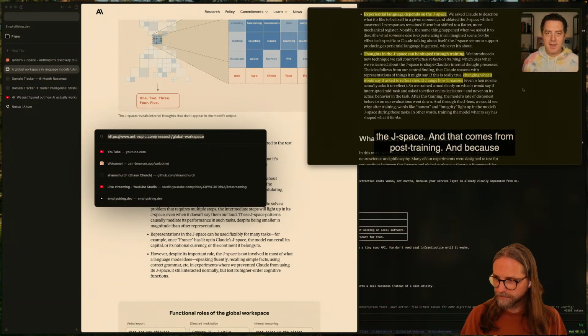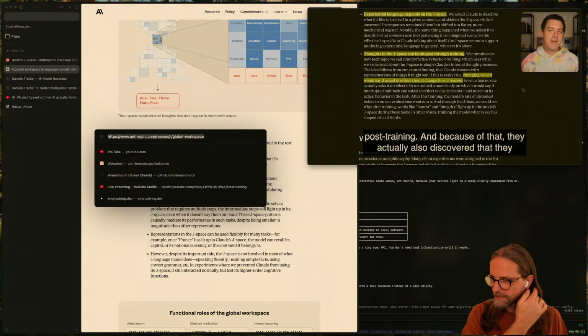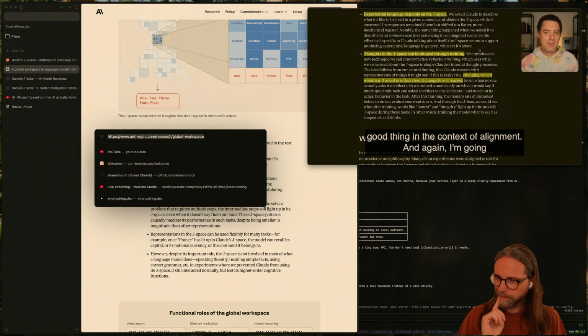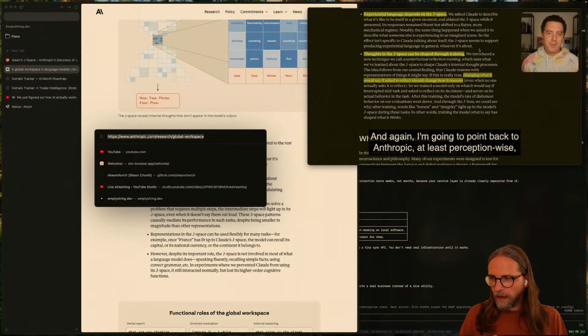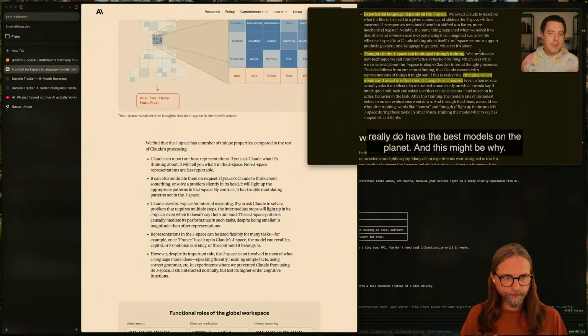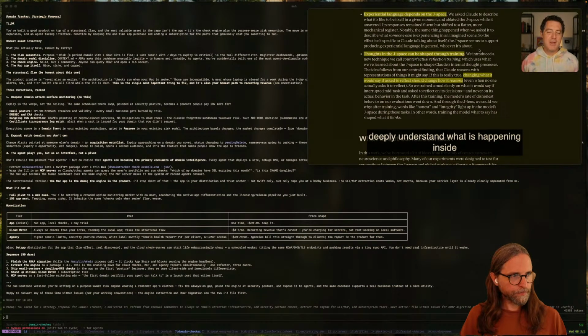And because of that, they actually also discovered that they can affect the thoughts that happen in the JSpace through training, which is actually a really good thing. Because if we can adjust what's happening in the JSpace, that informs everything else that the model thinks, we actually have influence over the model. And that is a good thing in the context of alignment. And again, I'm gonna point back to Anthropic, at least perception-wise, being ahead in the AI model race. They really do have the best models on the planet. And this might be why. They deeply understand what is happening inside the model. And so if you can control the model so precisely, you can make the best model.